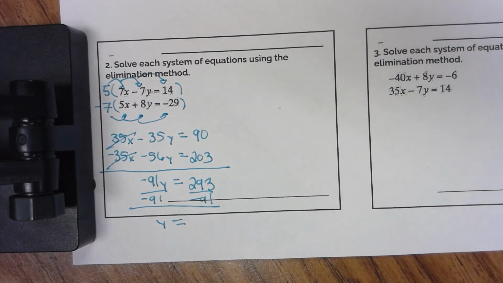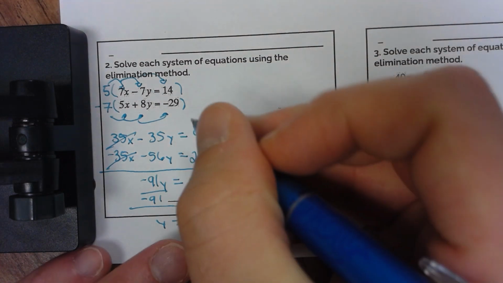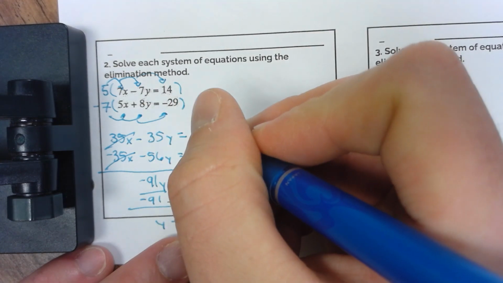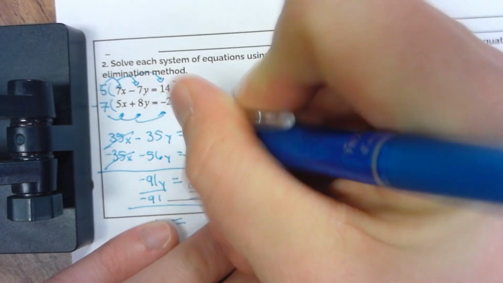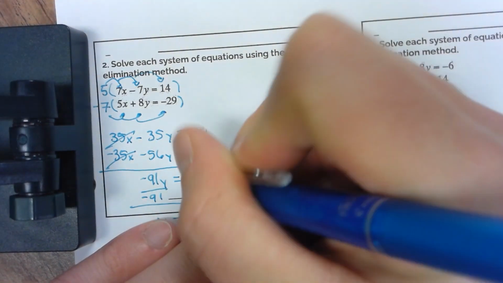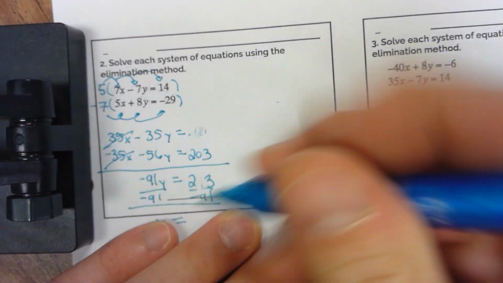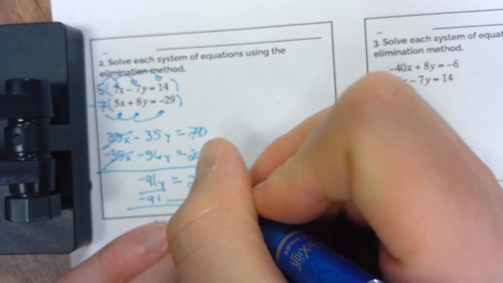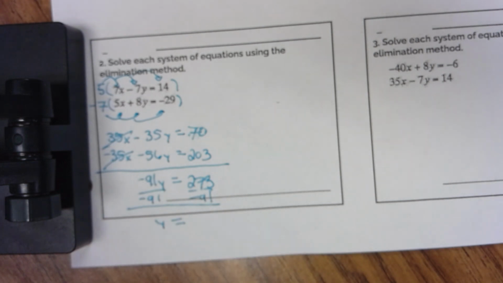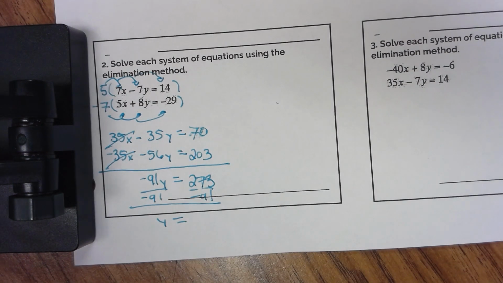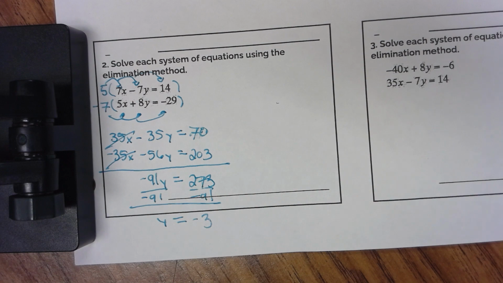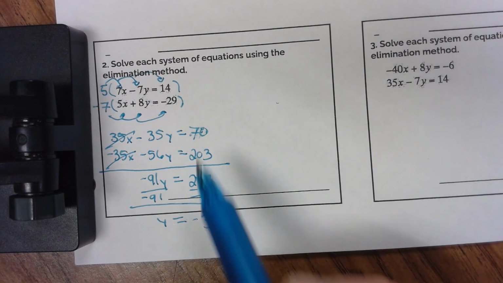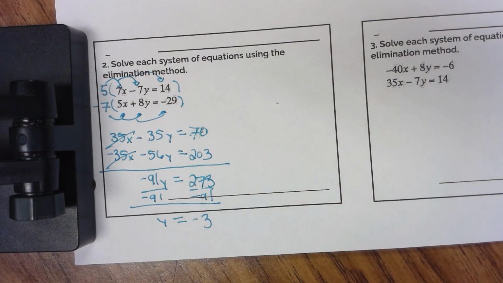Oh, this is 70, not 90. That's why. Yeah, that's supposed to be 70. There we go. Okay, that works out much better. Now I get y to be negative 3. Yeah, and my multiplication was off, okay? And again, that's going to happen.